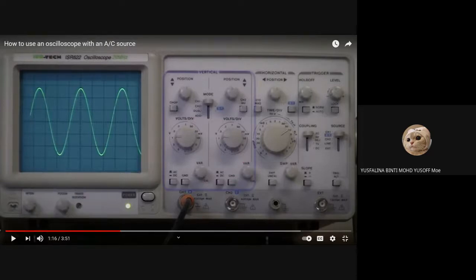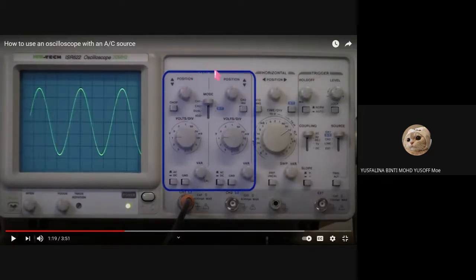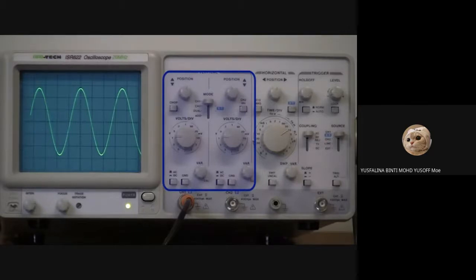Now, the set of controls on the left of the oscilloscope vary the position and scaling of the vertical or voltage axis of the signal displayed on the oscilloscope screen. This is the one that controls the voltage, and you can move the graph here, right? So later you will see. This is actually the part that we use to move the graph.